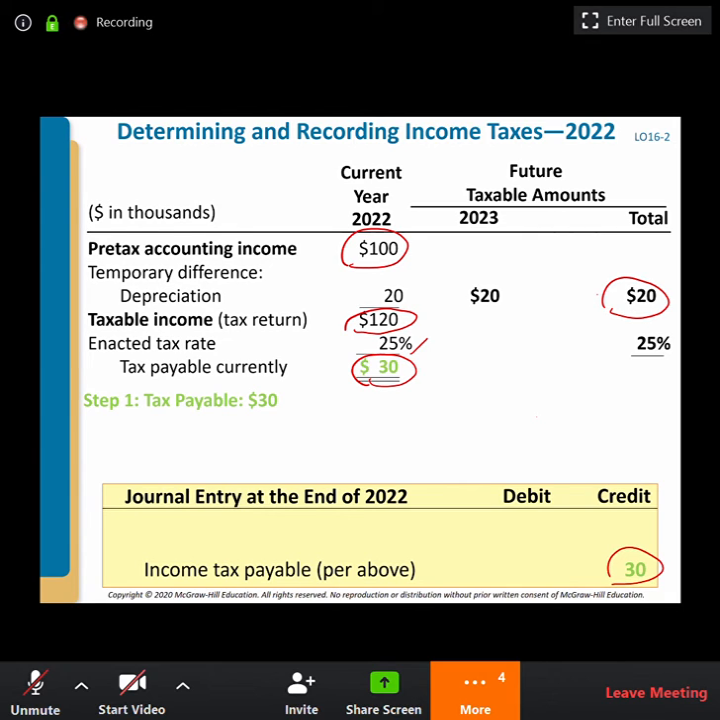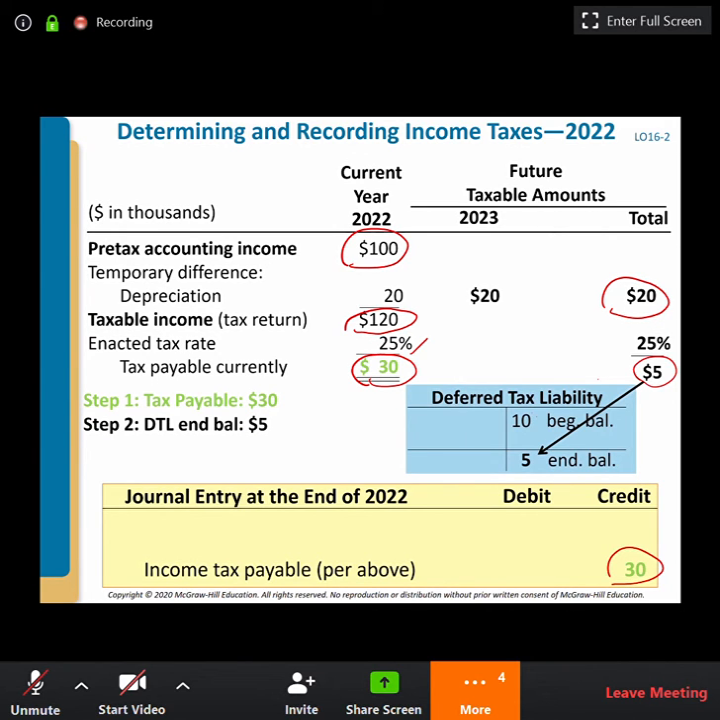Okay, so then what is your liability? 20 times 25, right? So you got 5. So 5 should be the liability related to that future taxable amounts. It was 10 at the beginning of the year, but now at the end of the year it should be 5. How to make it become 5?